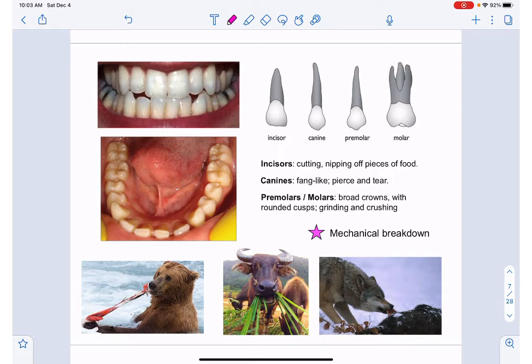So the teeth are involved in mechanical breakdown. And each of these teeth look very different, and they're designed to mechanically break down things in different ways. So for instance, the incisors are designed for cutting or nipping off pieces of food.